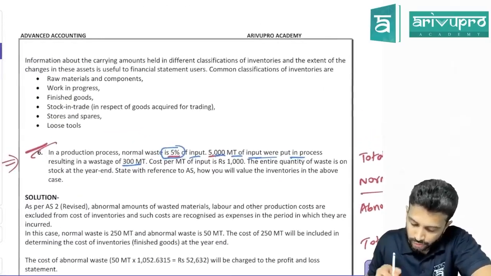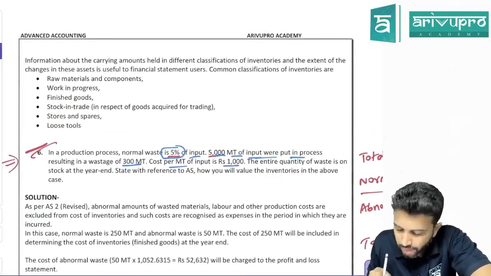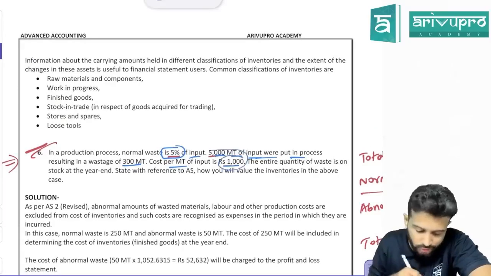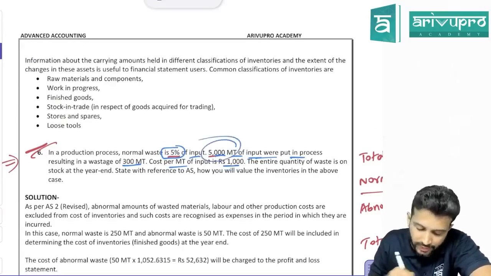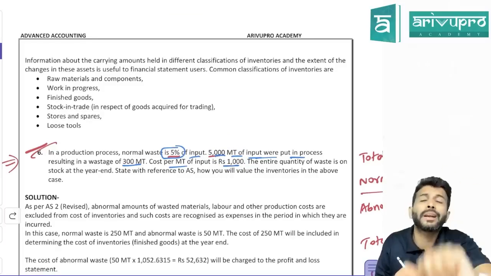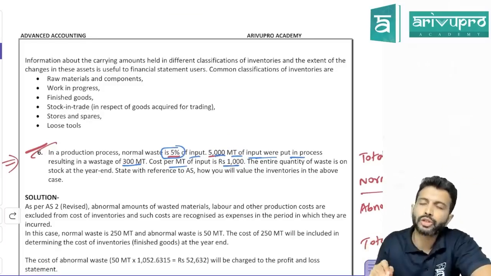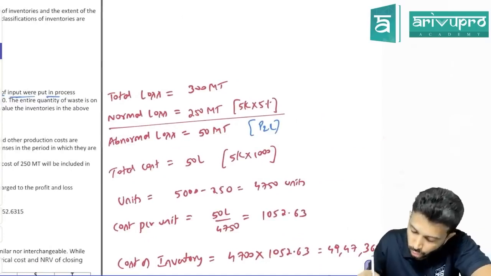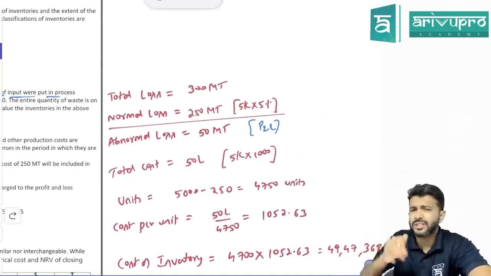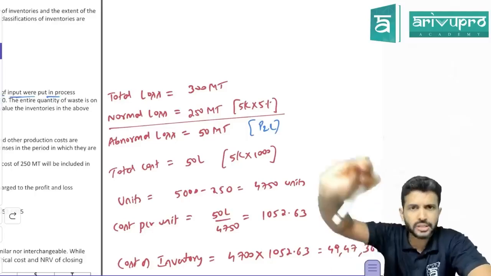Now, sir, cost of metric ton of input is 1000. How many metric tons have you inserted? 5000. For one metric ton, it is 1000. For 5000 metric tons, how much? 5000 into 1000, that is 50 lakhs. So the total cost is 50 lakh. This is the raw material insertion cost. Other costs they have not given. This is the only cost available in this data.